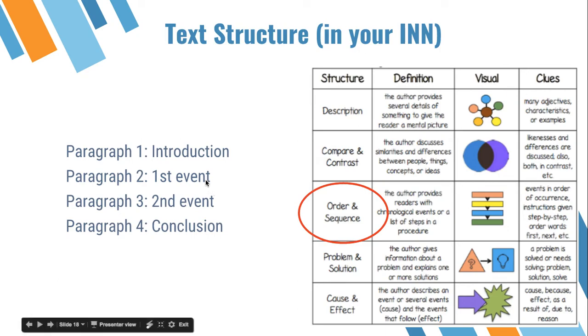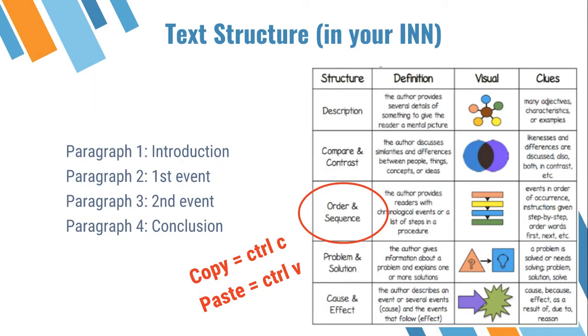First event, second event. So maybe I first talk about how Pokemon was a Game Boy game, and then I talk about how it became a trading card game. Okay? So I'm changing up how I'm organizing my paragraphs based on the text structure that makes sense or is logical for my writing.